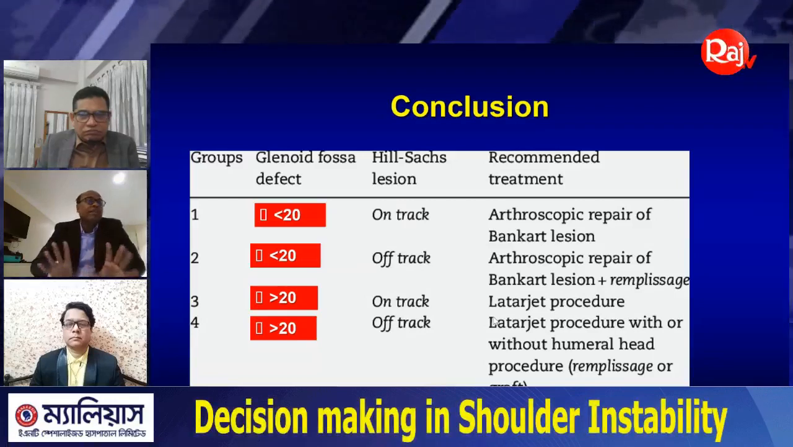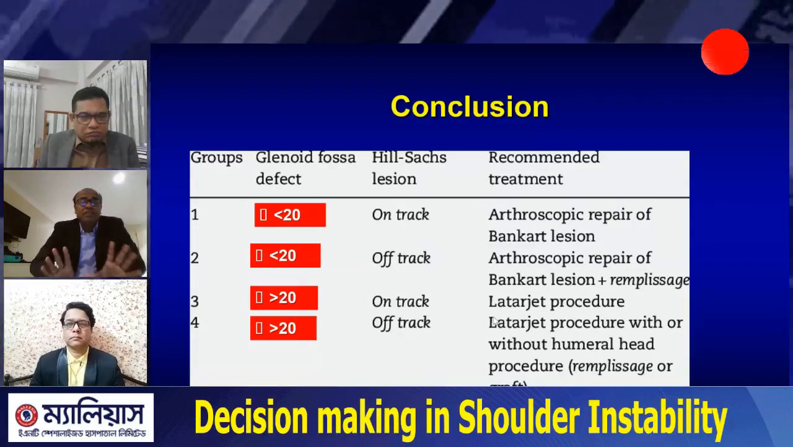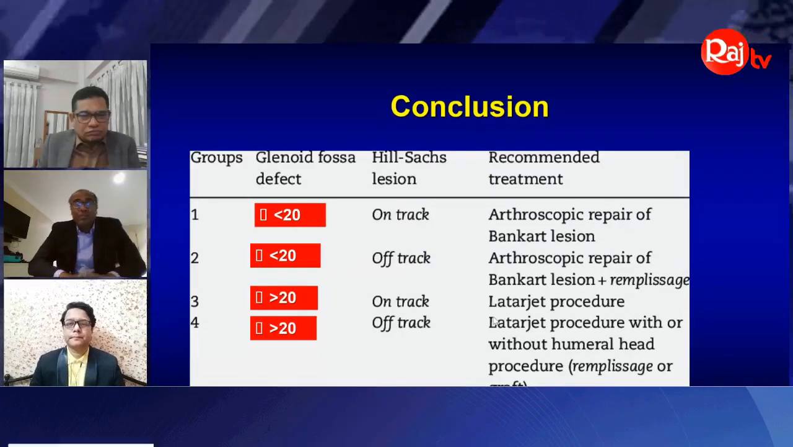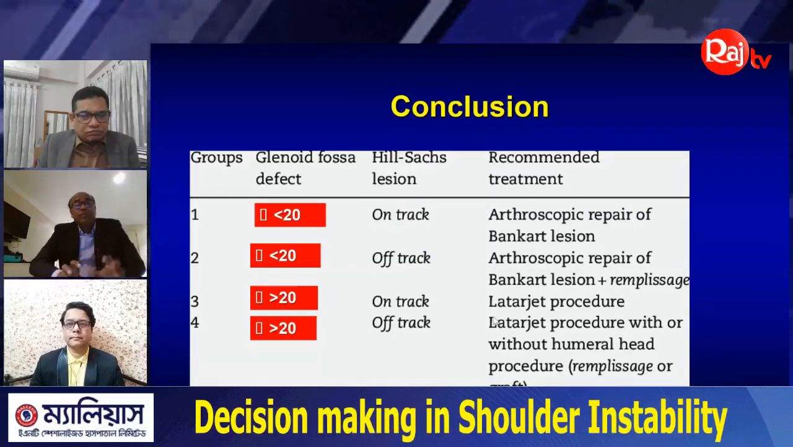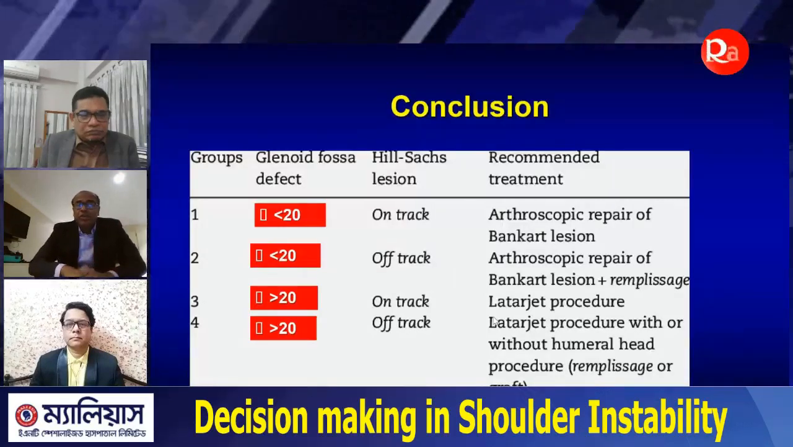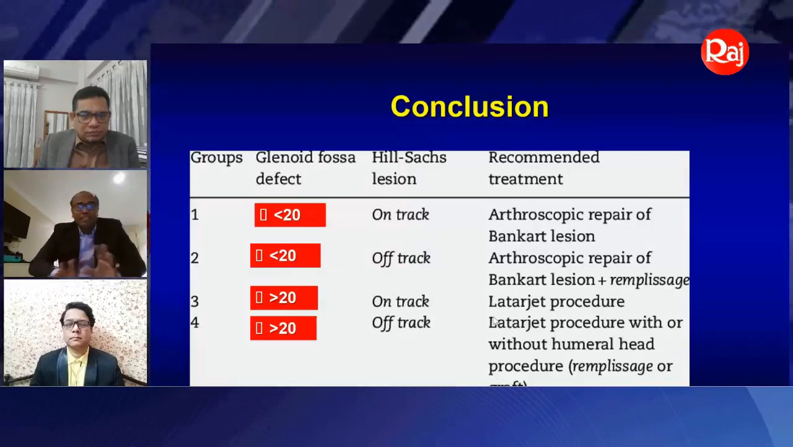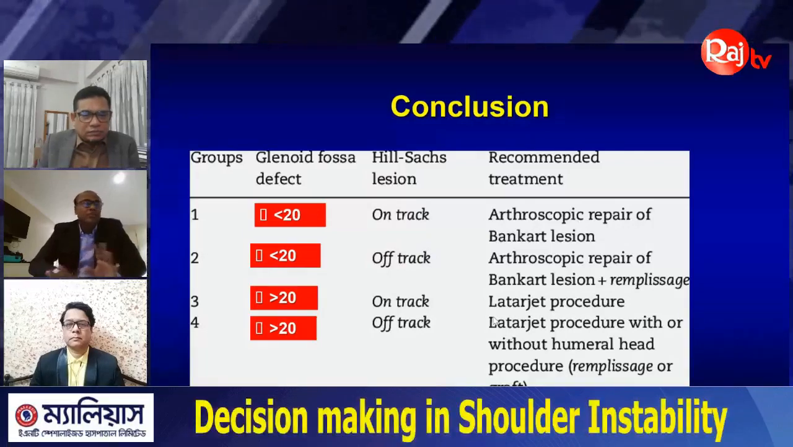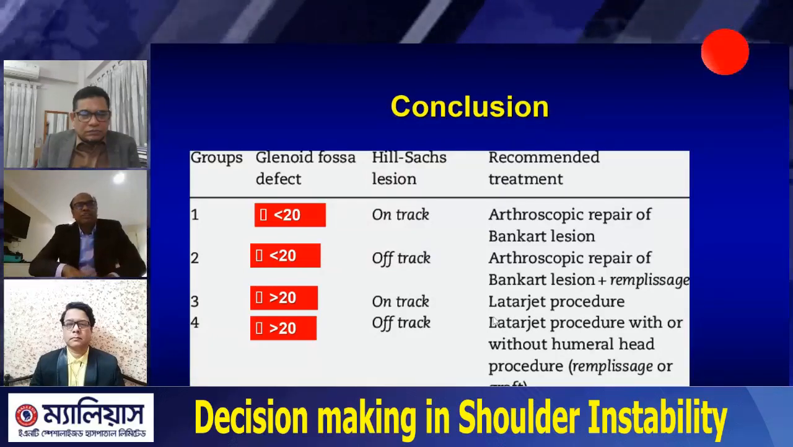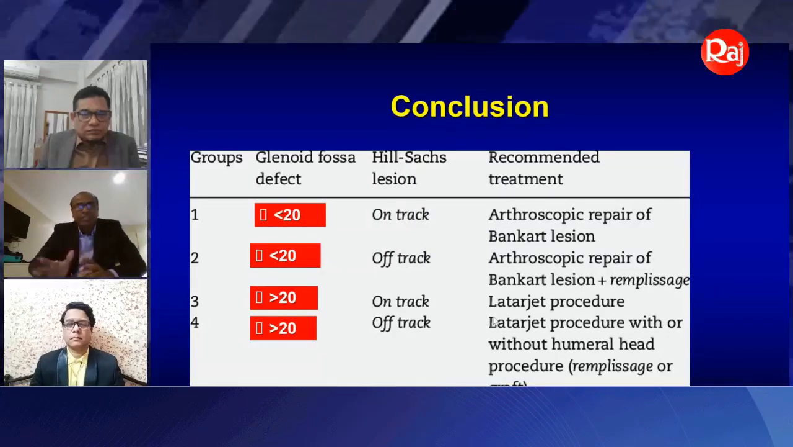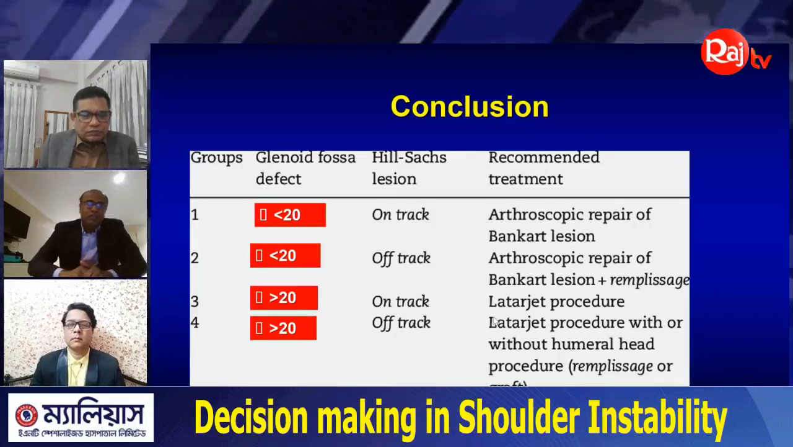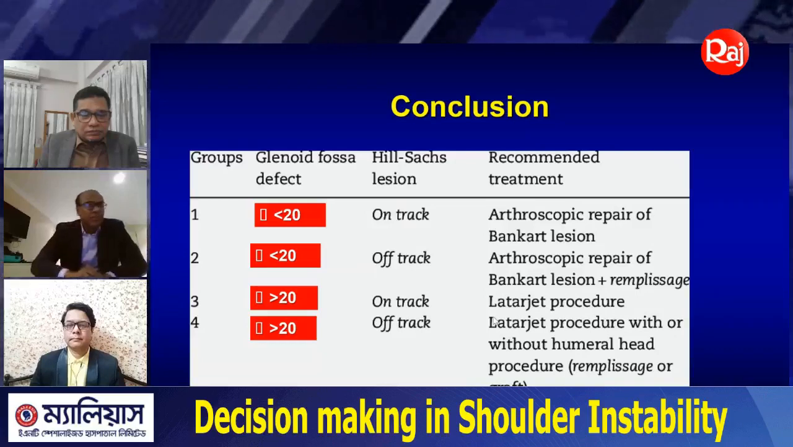Here you have to plan for a Latarjet procedure. And this is very common in our multiple-time dislocators; we get that type of patient. Sometimes, if you have a glenoid bone defect of more than 20% and it's off track, you have a big Hill-Sachs also. So you plan Latarjet with or without remplissage or a humeral head bone grafting. And this is a very cumbersome procedure, because once you graft the humeral head to compensate, that shoulder is going to be a very, very stiff shoulder. So normally we get type 1, 2, and 3 patients.